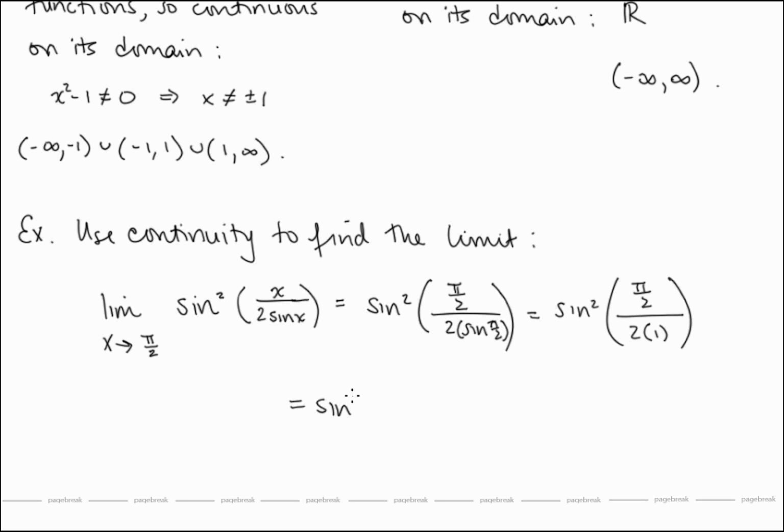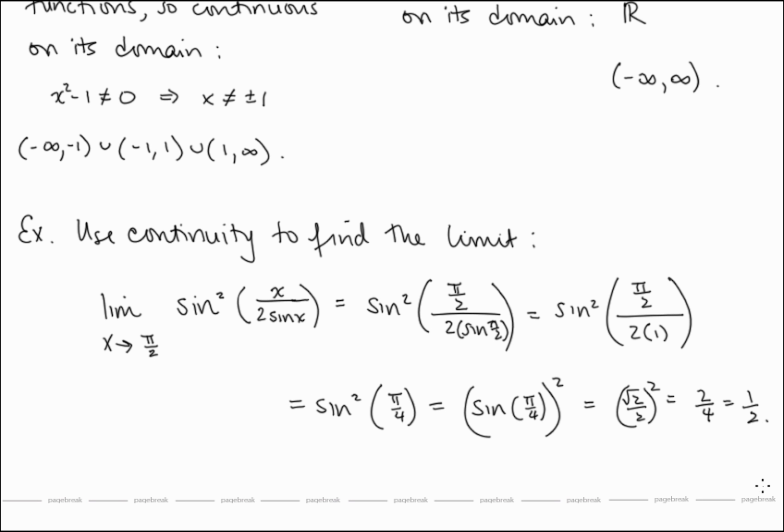So this is going to be sine square of pi over 4, which remember is going to be sine of pi over 4 quantity squared. This is just shorthand notation for this. So it's going to be radical 2 over 2 quantity squared. So that's going to be 2 over 4, or 1/2. And that's our limit.